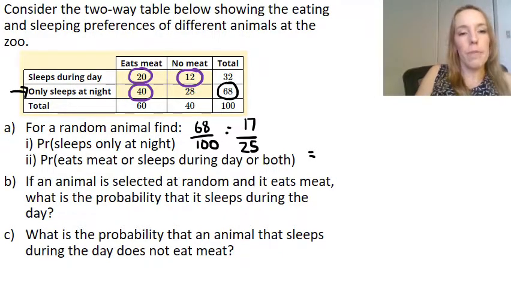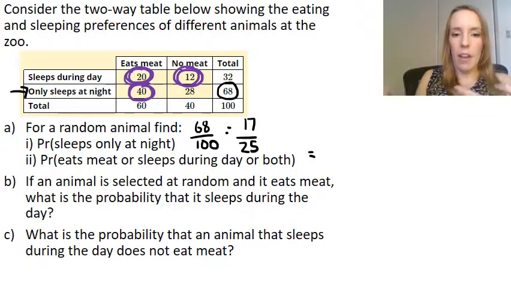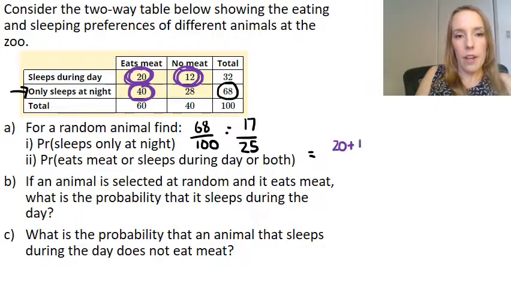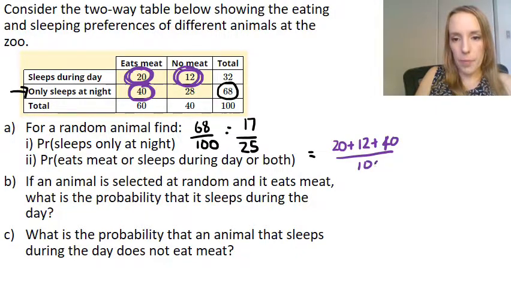Okay, so this circle here and this circle here represent all animals that eat meat, and this circle here, and again this one, represent animals that sleep during the day. So those are the three sets of data that correspond to what we're being asked. So the probability that it eats meat or sleeps during the day or both is going to be 20 plus 12 plus 40 over 100. So 20 plus 12 plus 40, let's go 72.